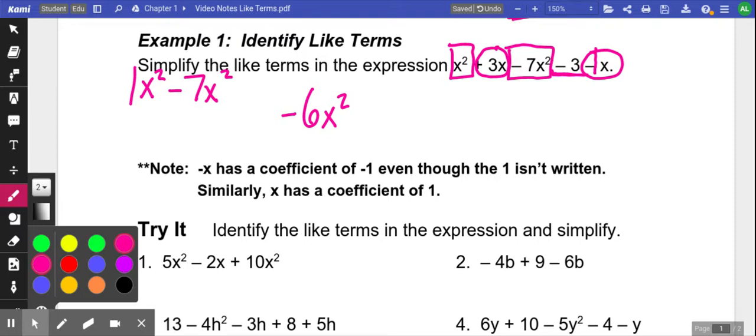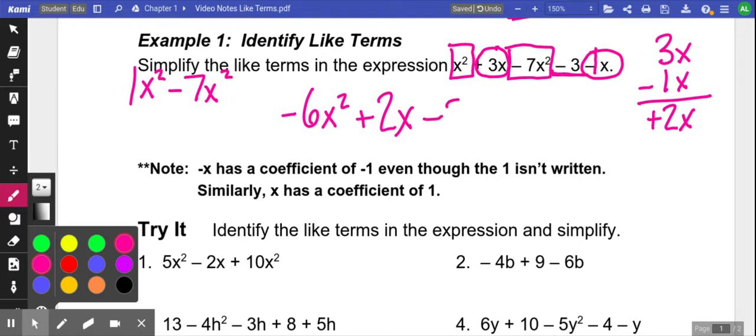Then I've got a 3x and a negative 1x. That's going to give me positive 2x. Positive 2x, obviously. And then that very last term, that constant, that's the only one we have, so it's not going to change. It's going to be negative 3. The easiest thing to do there would be to forget that that's a negative, so be careful with that.